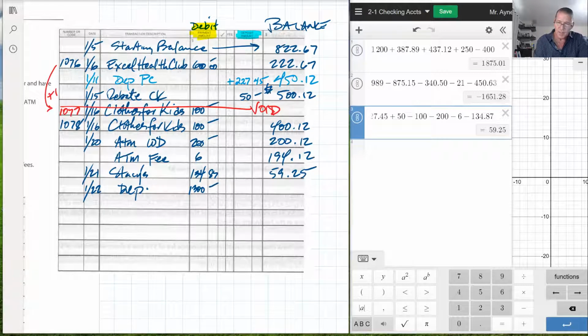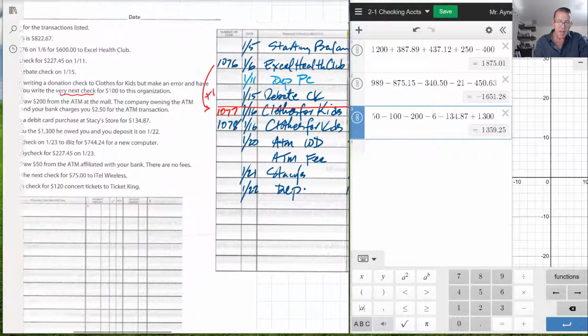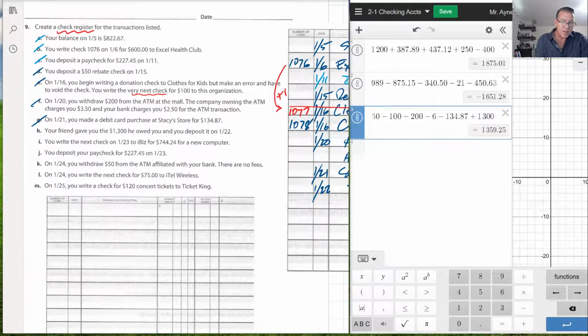That's nice. All right, so we're going to add $1,300. Now we're at $1,359. This is nice. So now we're back up again, which is nice. We have some money in the bank now. All right, and let's see what happens. So that happened on the 22nd.